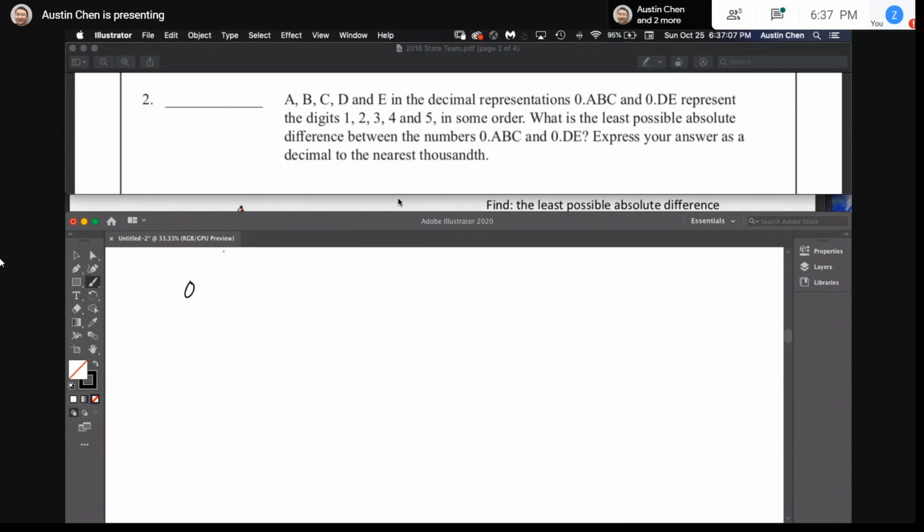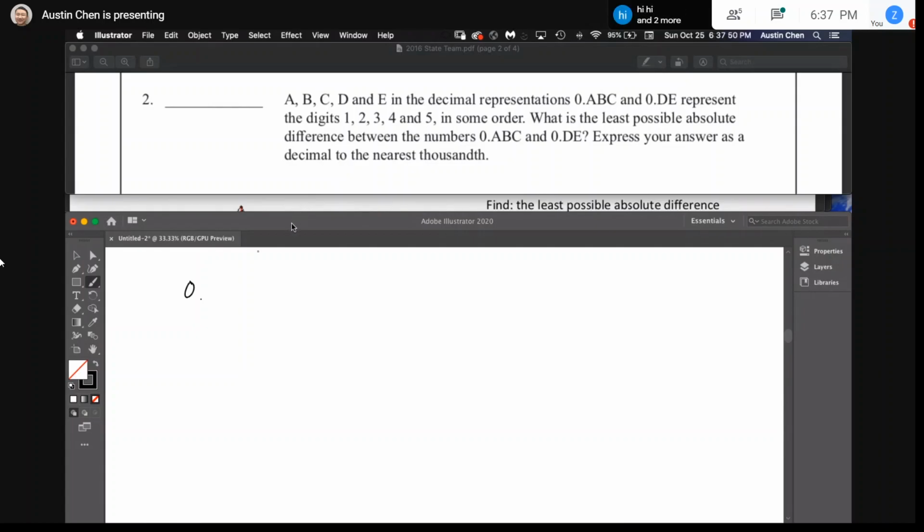So if we want the least possible absolute value difference, we're going to want the tenths values to be 1 apart, right? That should be pretty obvious. Those are essentially the biggest numbers deciding this, so you want those to be as close together as you can, which is just making them 1 apart. But if they're 1 apart, you can still take a lot of combinations, right? So you still have to think about it a bit more.